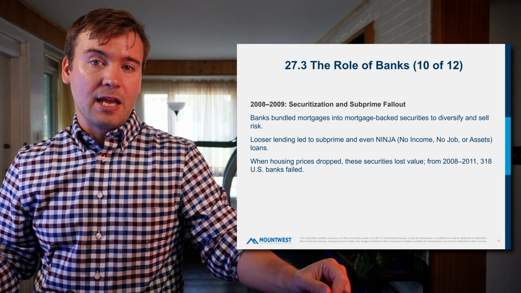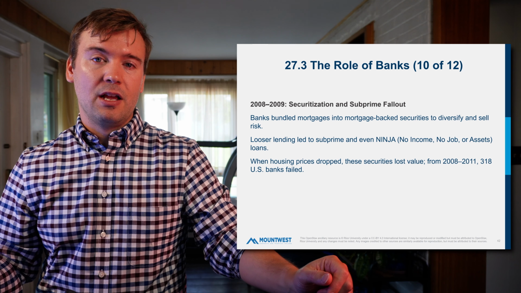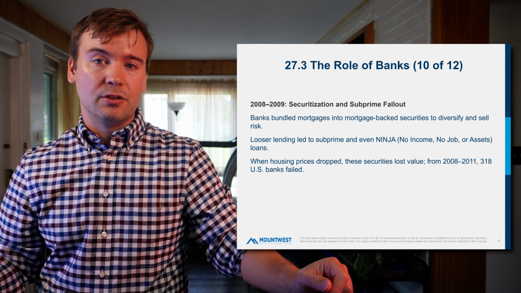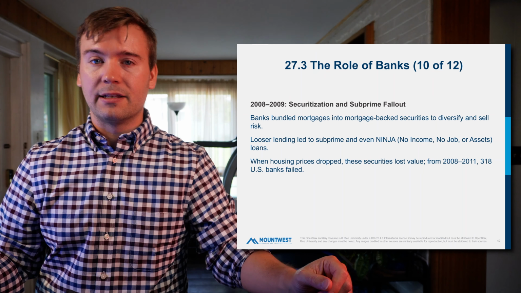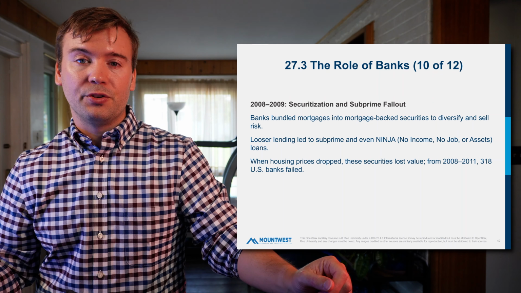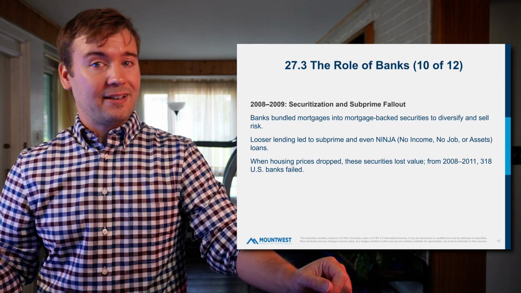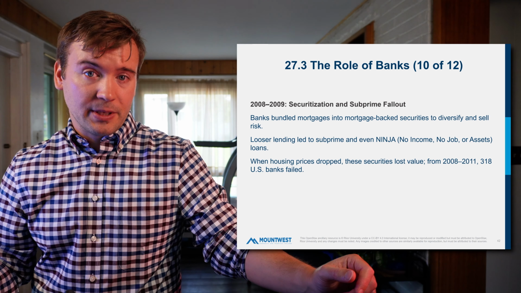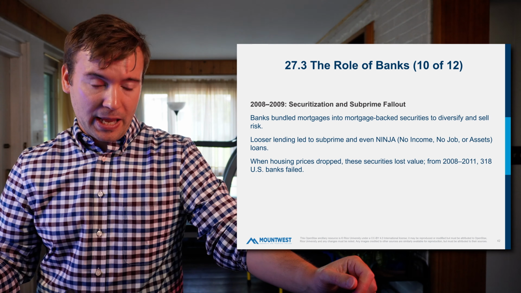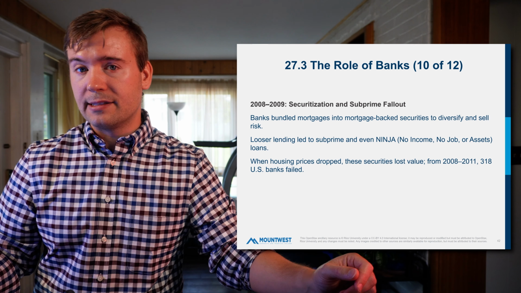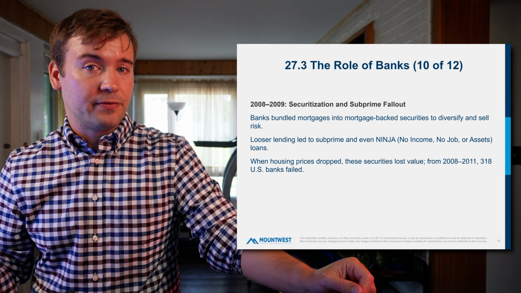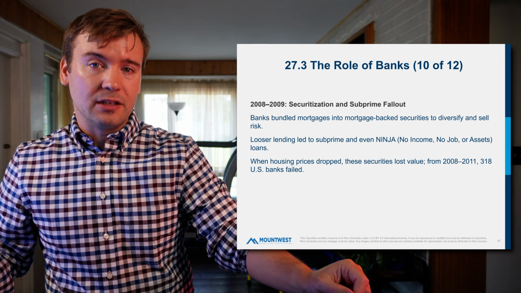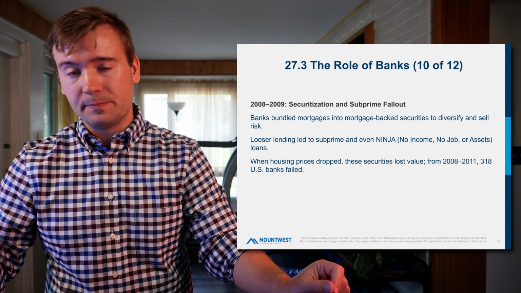However, some banks became a little less diligent in their lending practices, making risky subprime loans and famously even what we call ninja loans, those to borrowers with no income, no job, or assets. When housing prices began to fall after 2007, which in their defense, that had never happened before, so it was kind of a weird thing, right? All these mortgage-backed securities plummeted in value. Banks that had invested heavily in them saw their assets decline drastically, leading to a wave of failures. From 2008 to 2011, 318 US banks failed as a direct consequence of this crisis.